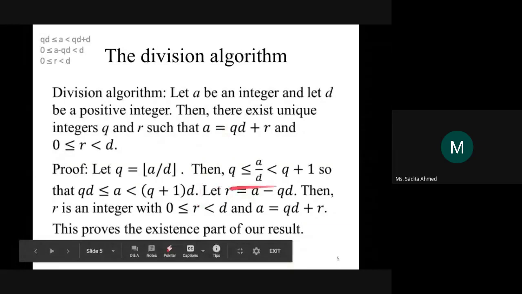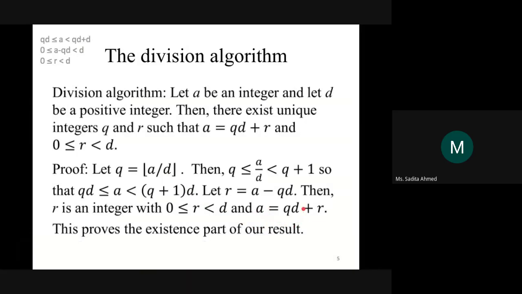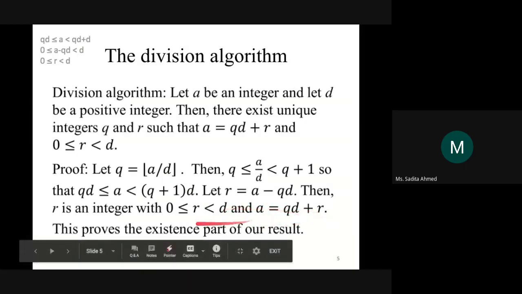So if r is that integer which represents a minus qd, we can also say that a is equal to qd plus r. So far, r is an integer, q is an integer. We already know that by definition. a and d are integers because we are dividing two integers with each other. And this equation holds true as well. That is, these two equations coexist together.